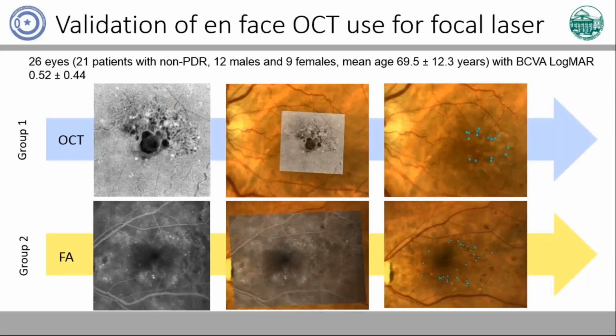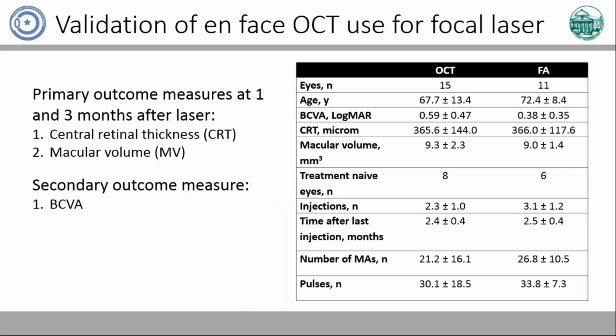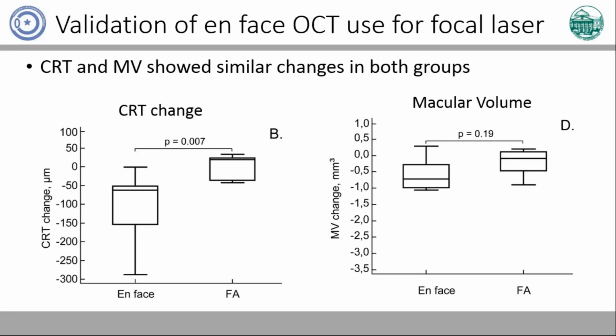So we performed another study where we treated diabetic macular edema patients using focal laser planned on en-face OCT or fluorescein angiography. We defined central retinal thickness and macular volume, and of course best corrected visual acuity. You can see the baseline characteristics of the study groups here. The groups are very similar: the same age, BCVA, retinal thickness, the same number of microaneurysms, and of course the number of laser pulses using en-face and FA images.